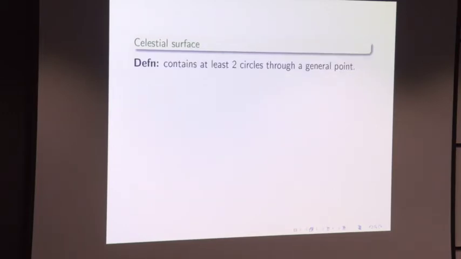Okay, so then let's go now to my definition of what a celestial surface is. Well, it's just a surface in some higher dimensional space, classically a surface in three space, that contains at least two circles through a general point. And so then the question is, can we understand all of these surfaces or describe them, and what's happening with them? Now, this sounds very differential geometric, so why would an algebraic geometer be interested in it?